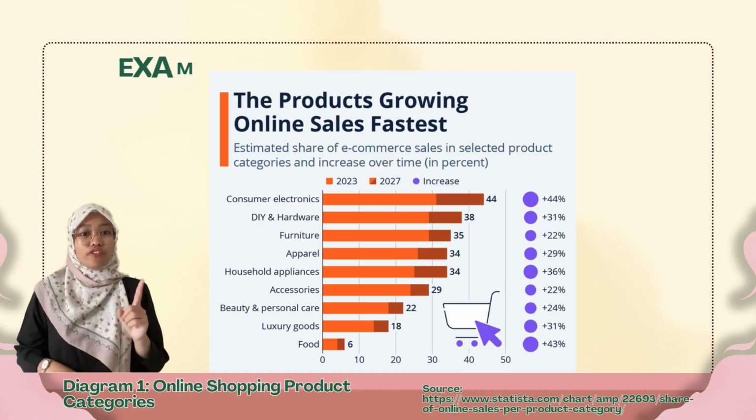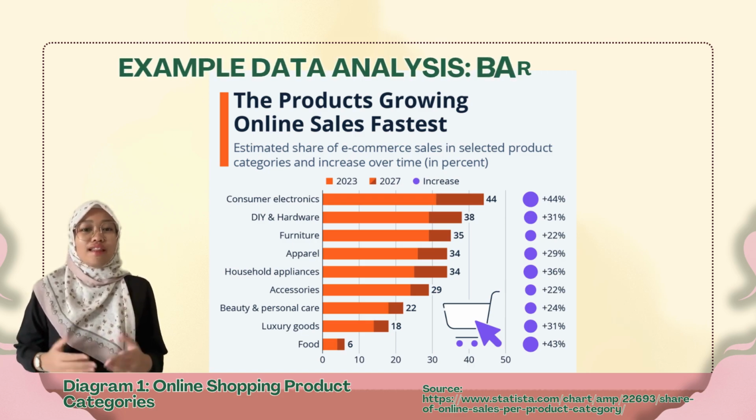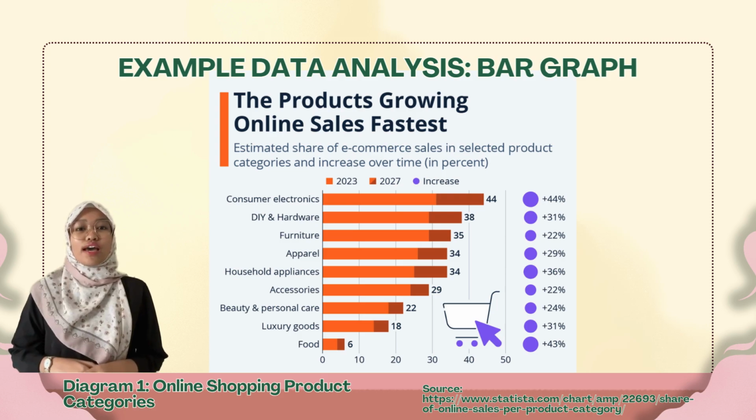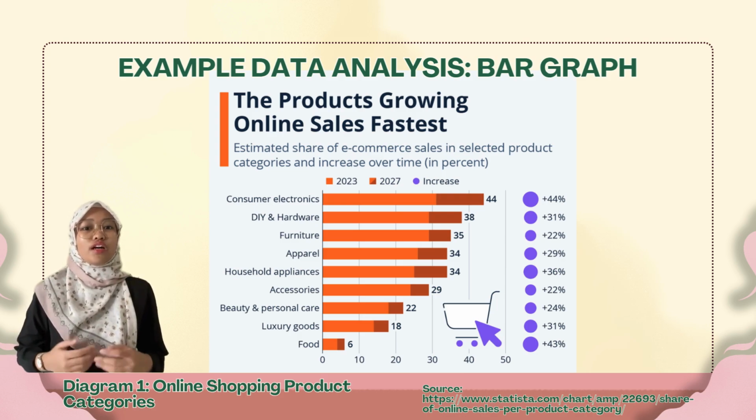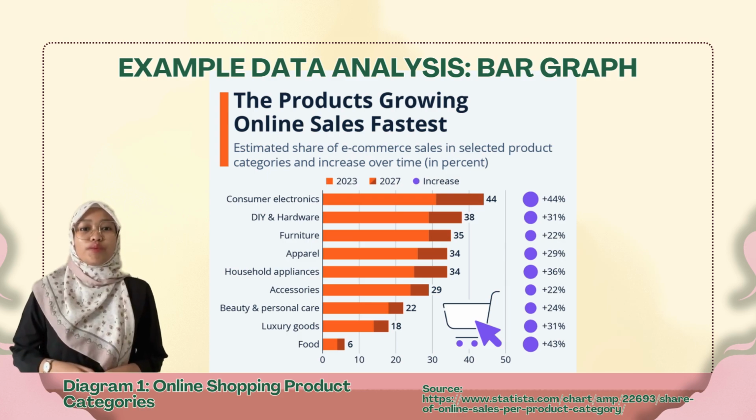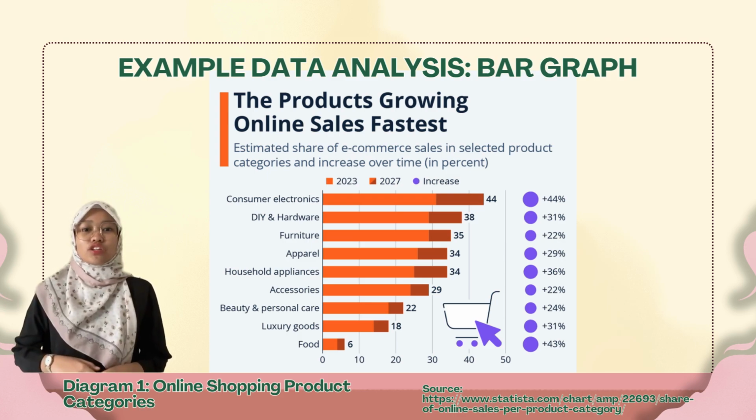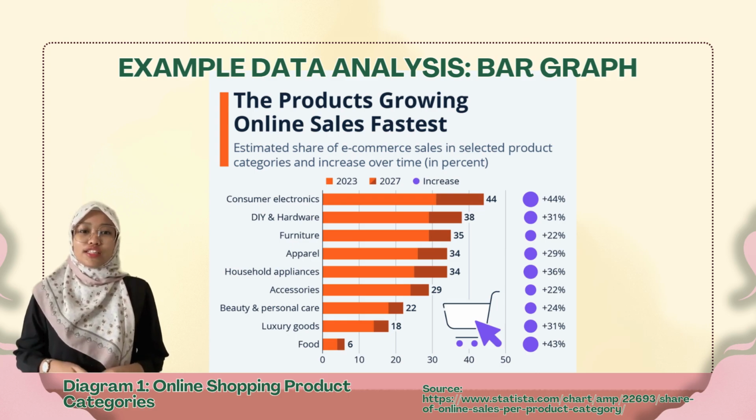shopping trends. First, I will start with the bar graph. This bar graph shows different product categories in online shopping and their growth over time. Each bar represents a specific category such as consumer electronics, furniture, apparel, and food. The length of each bar indicates the percentage of online sales for that category.